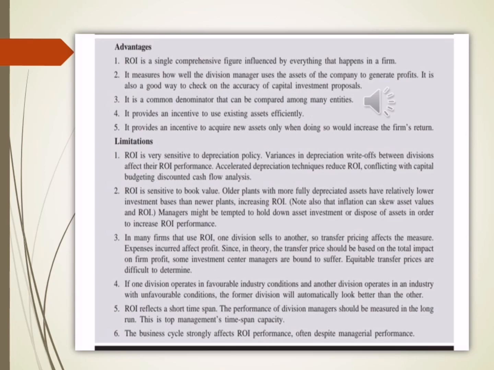Next, if one division operates in favorable industry conditions and another division operates in an industry with unfavorable conditions, the former division will automatically look better than the other. And for number five, ROI reflects a short time span. The performance of a division manager should be measured in the long run. This is top management's time span capacity. And lastly, the business cycle strongly affects ROI performance, often despite managerial performance.